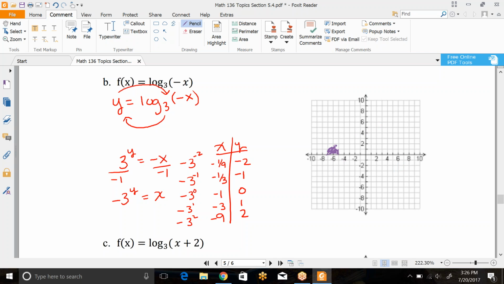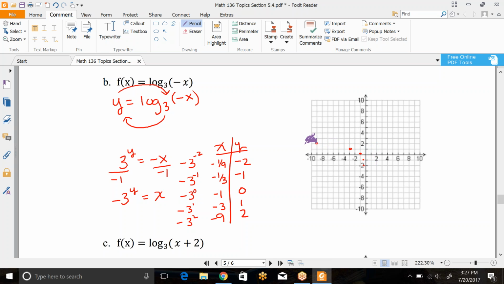So we would plot -9, I'm just going to work my way from the bottom up, and -3, 1, -1, 0, -1/3, so that's not quite, it's not crossing this, it's over here. So -1/3, -1, and -1/9, -2.